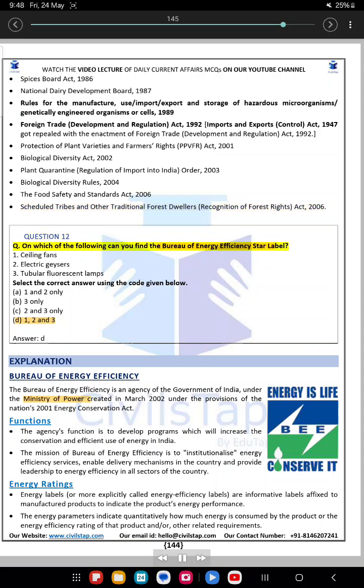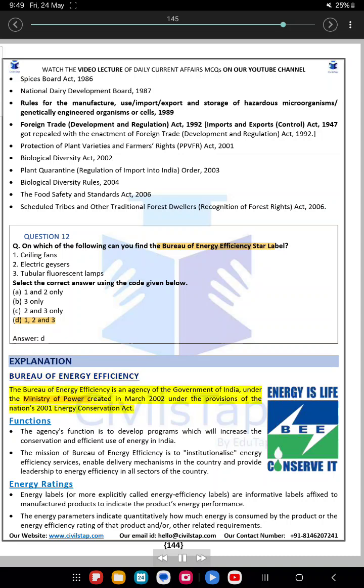Question 12. Q. On which of the following can you find the Bureau of Energy Efficiency star label? 1. Ceiling fans. 2. Electric geysers. 3. Tubular fluorescent lamps. Select the correct answer using the code given below. A. 1 and 2 only. B. 3 only. C. 2 and 3 only. D. 1, 2 and 3. Answer, D. Explanation. Bureau of Energy Efficiency.